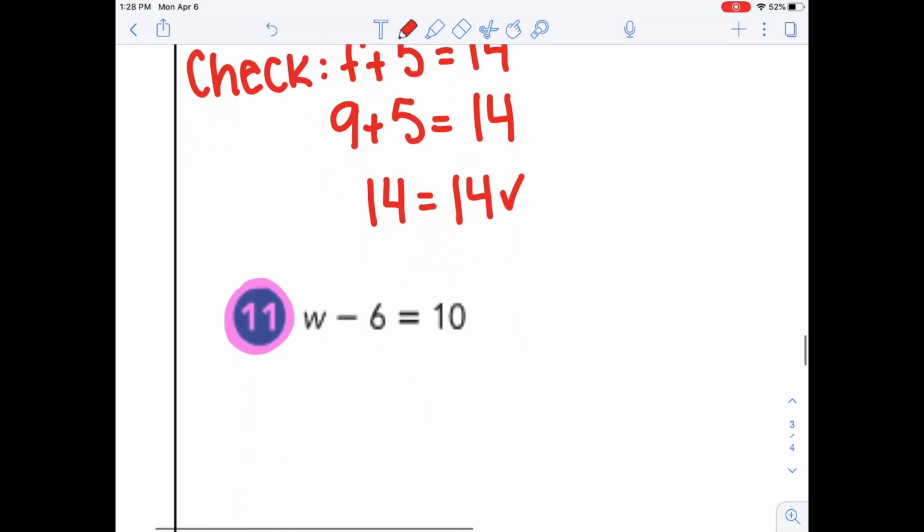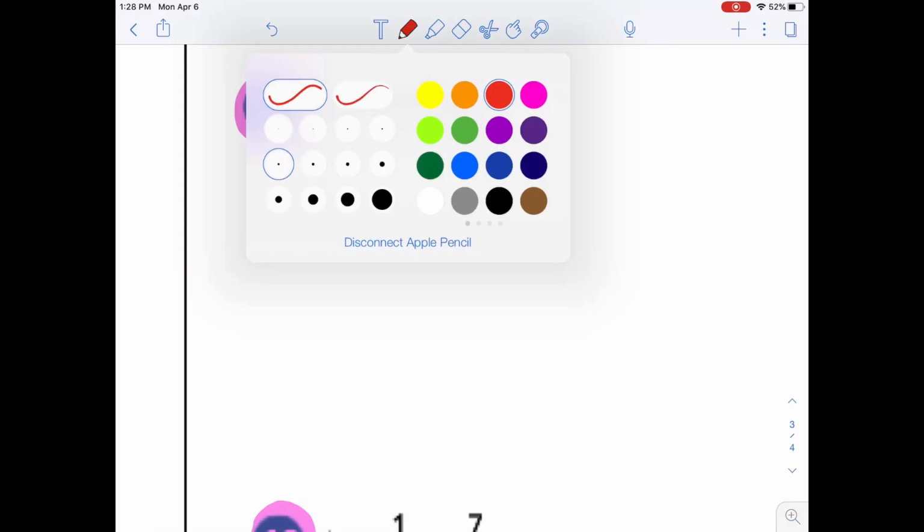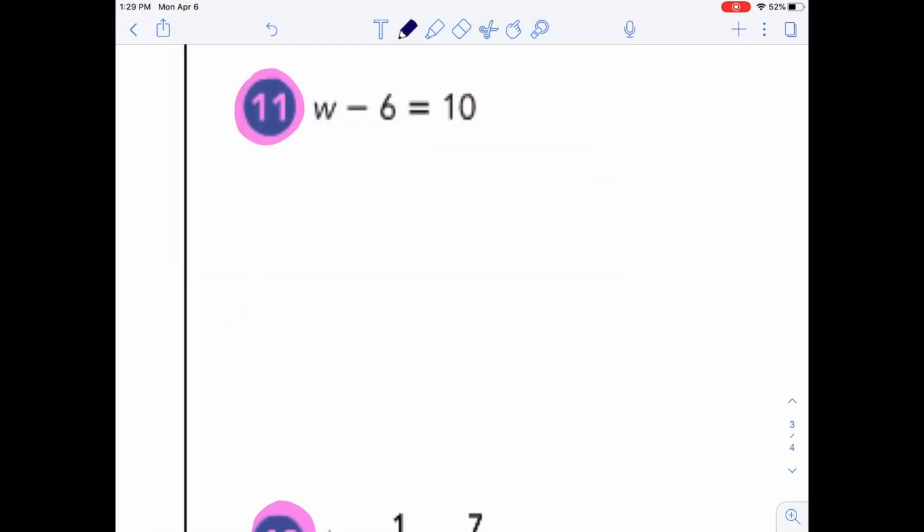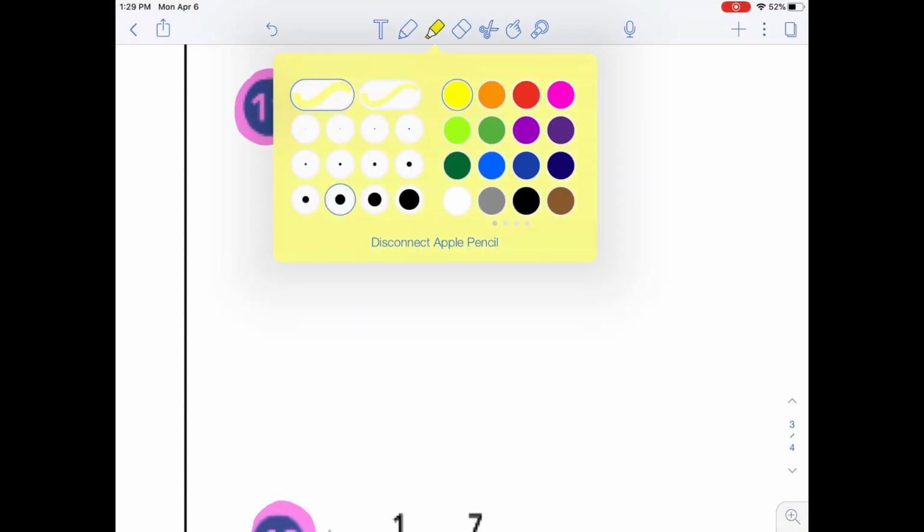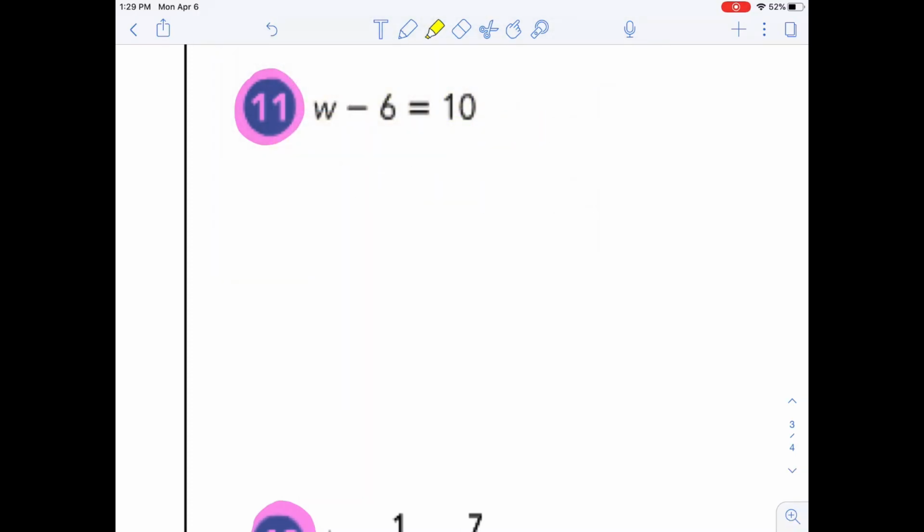Okay, moving on to the next one. W minus 6 equals 10. So first step again, identify what operation is going on right now with our variable that we're going to have to undo to get the variable by itself. So right now we have W minus 6. My operation is subtracting. So the opposite of subtracting would be to add. So I need to add 6 to both sides to get W by itself. These cancel out. I'm left with W on the left. And on the right side now I need to add 10 plus 6. When I add 10 plus 6, I get 16.